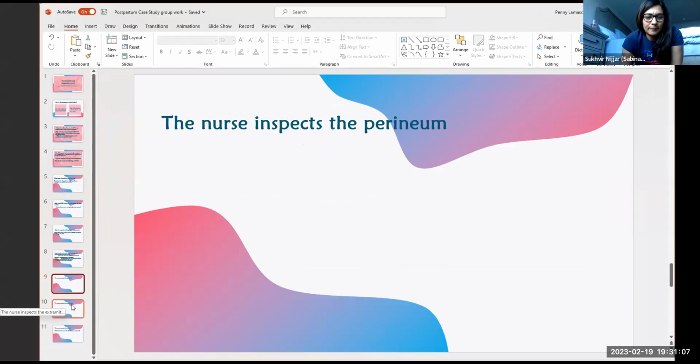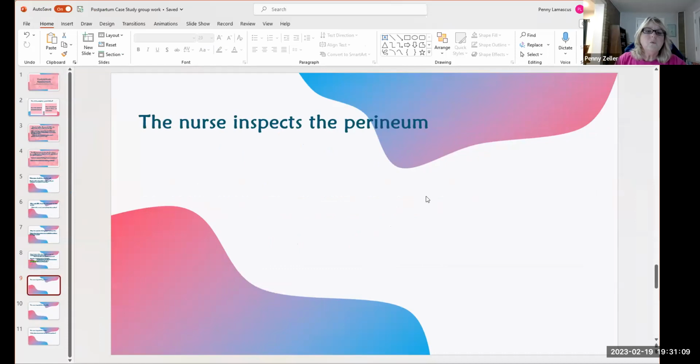So, inspecting the perineum. What if you go into the room and the uterus is nice and firm, her bladder is empty, you have a good client, she understands how important it is to empty her bladder, but you go to assess the perineum and she has a saturated peripad. Why is she bleeding if her fundus is firm? Laceration. Okay. Hematoma? Hematoma, yeah.